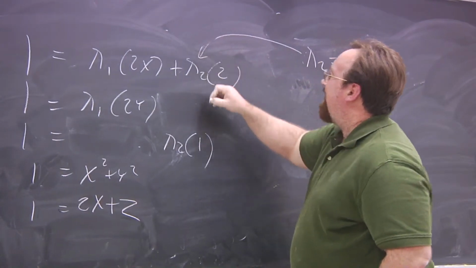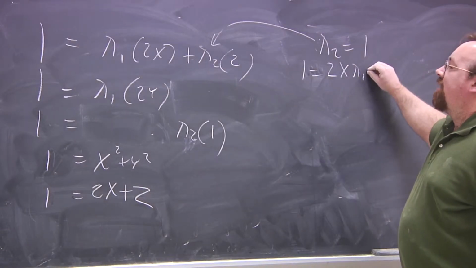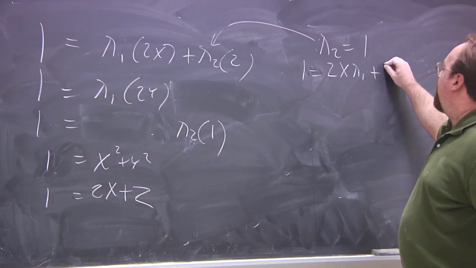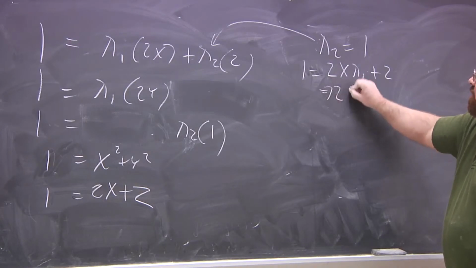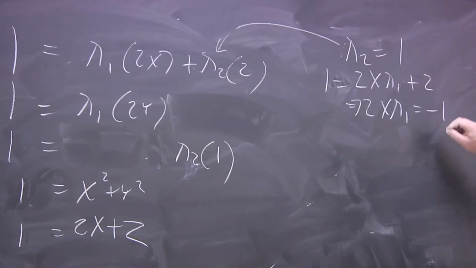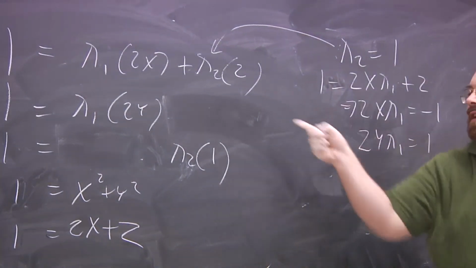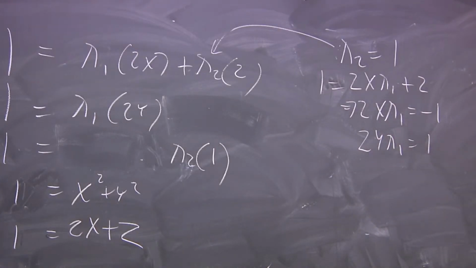So now you plug that back in here. We have 1 is equal to 2x lambda 1 plus 2. So 2x lambda 1 is equal to minus 1. We have 2y lambda 1 is equal to 1 from the second equation. So what does this tell us about x and y? That's just the negative of the other. So x is equal to minus y.